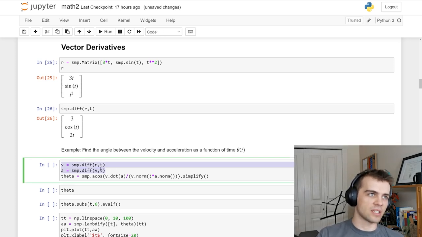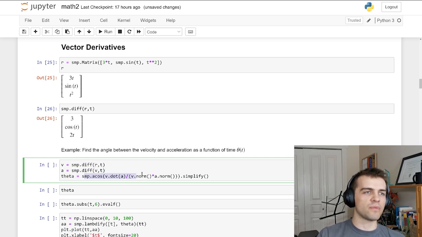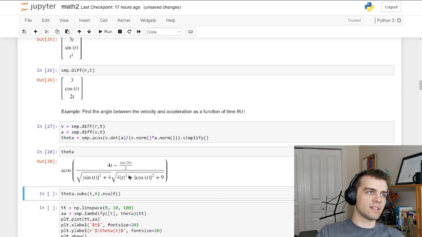So I say, okay, V is the derivative of R with respect to time, A is the derivative of velocity with respect to time, and theta, the angle between V and A, of course, right? Because V and A are functions of t, theta, by the normal formula for the angle between two vectors, is also going to be a function of t. And you see that theta has a sort of non-trivial formula here.